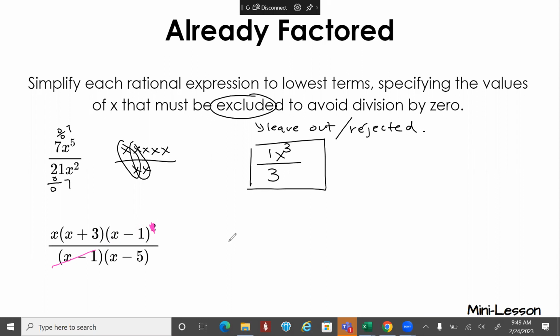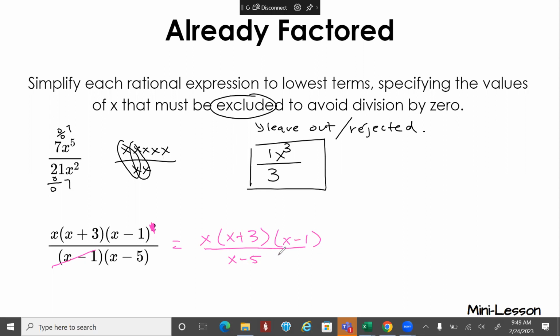Okay, so here it is again. If you have 2 of something in the top and then 1 of something in the bottom, you can only cancel it 1 time. Okay, is there anything else that'll cancel in here? No. Okay, so we're just going to rewrite what's left over. So we got x times x plus 3 times x minus 1 divided by x minus 5.